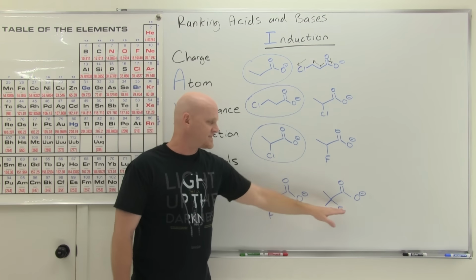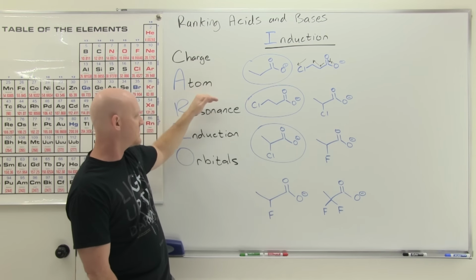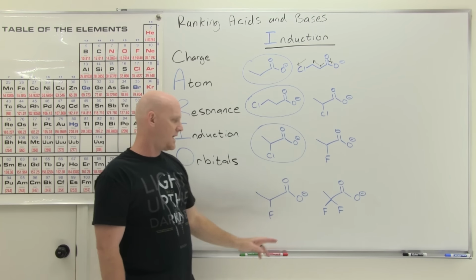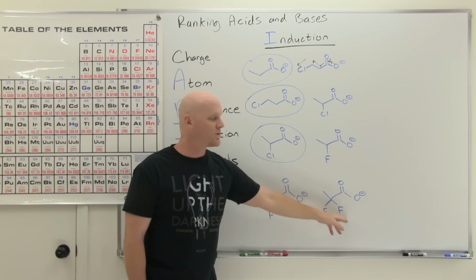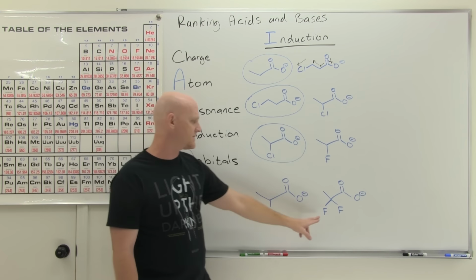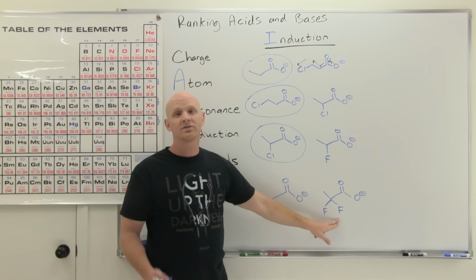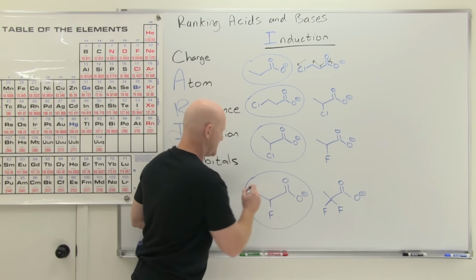All right, finally, last example here. And in this case, same comparisons, same charge, same atom, same resonance, comes down to induction again. And 2 fluorines is better than 1, so to speak. So 2 fluorines, 2 electronegative atoms, will have even more of a stabilizing impact than 1 fluorine. And so this will be the even more stable base, and therefore the weaker base. Therefore, this one is the stronger base.